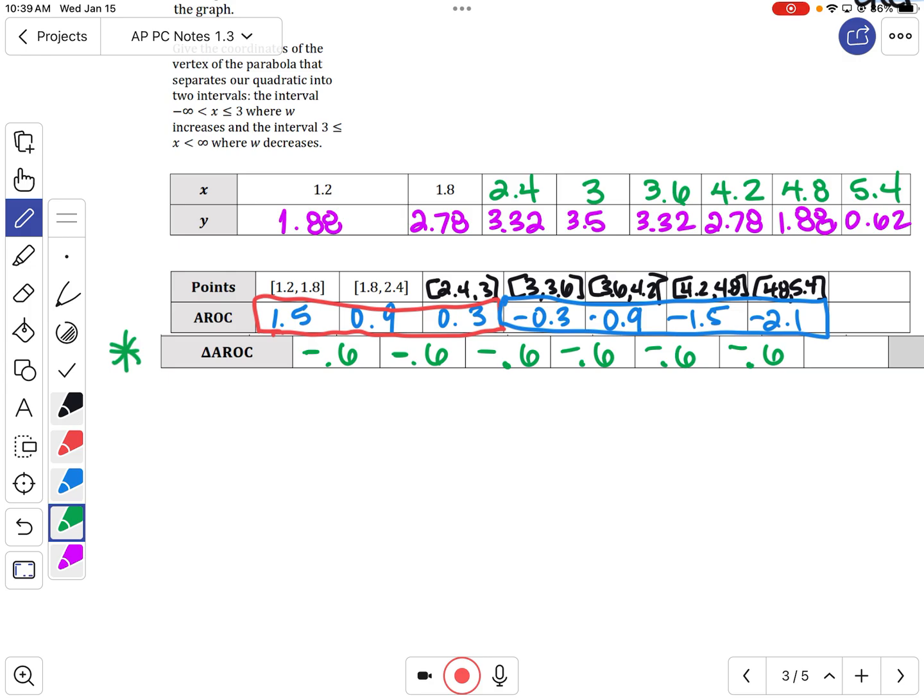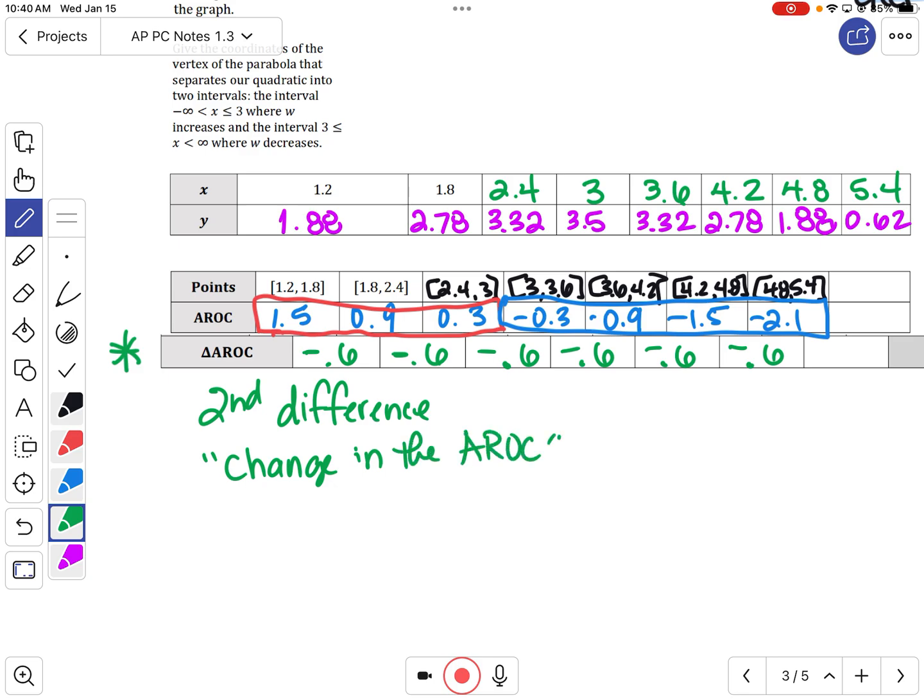That is what we call the second difference. So this is a name. It's called the second difference, and it is the change in the average rate of change. When that second difference is constant, so when the change in the rate of change is constant, it is always a quadratic function. Always quadratic.